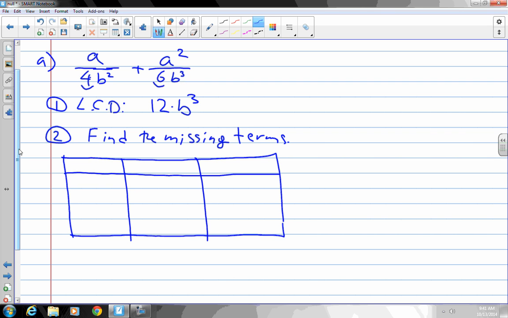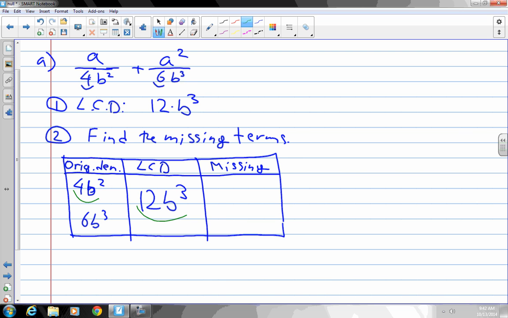In the first column, I want to put the original denominators. In the middle, the LCD. And in the third one, whatever is missing. So my original denominators are 4b squared and 6b cubed. And the LCD is 12b cubed, as we just agreed. Is that okay? So then, again, you don't have to do this table, but if it helps, it helps. Just compare the original denominator with the LCD and think about what you need to multiply the original denominator by to get the LCD. What is missing?